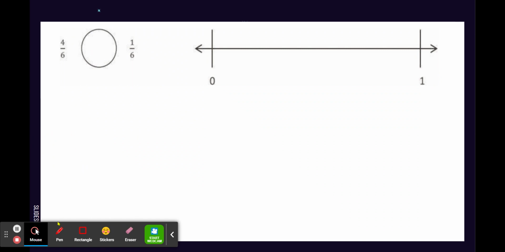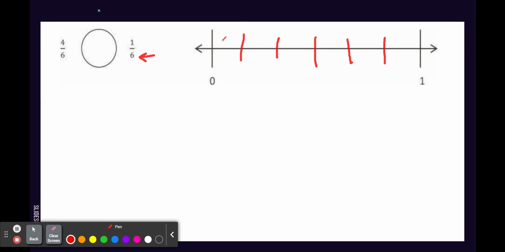So over here I have two fractions. I have 4/6 and 1/6. I also have a number line. So what I'm going to do is place 4/6 and 1/6 on my number line. So I have my whole and I have 6. I want to break my whole, from 0 to 1, into 6 equal pieces. So here are 3 over there and 3 over here. So I have 6 equal pieces. 1, 2, 3, 4, 5, 6.